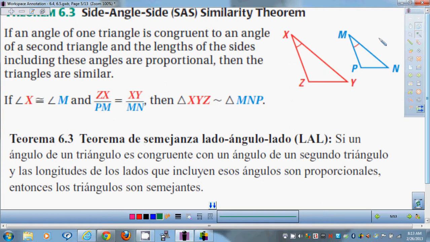6, 4, 3, 2. Does 6 over 3 equal 4 over 2? Yes. Those two sides are proportional. Notice I don't need to show all three. You only need to show two if you know the angle between them. Now, if you had known that either of these two angles and those sides, could you have done this? No. It has to be the angle between the sides.